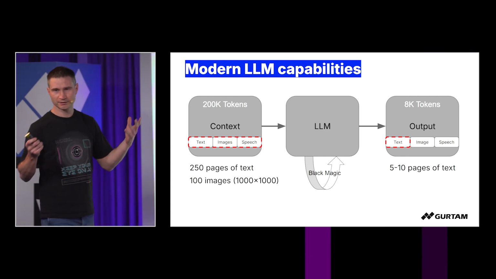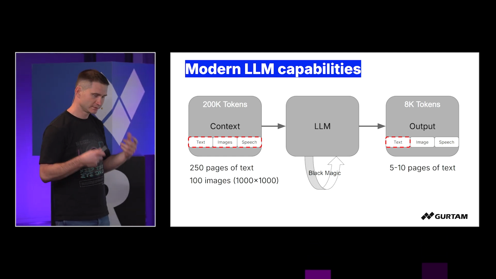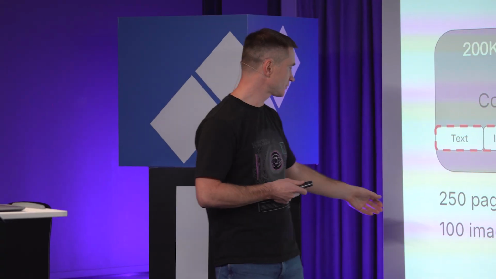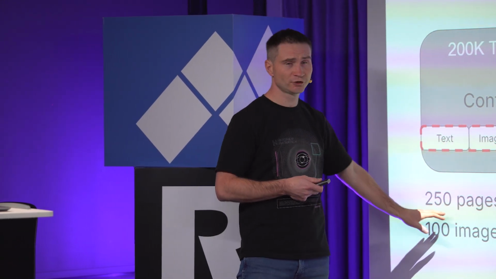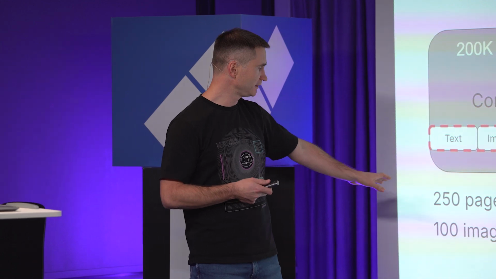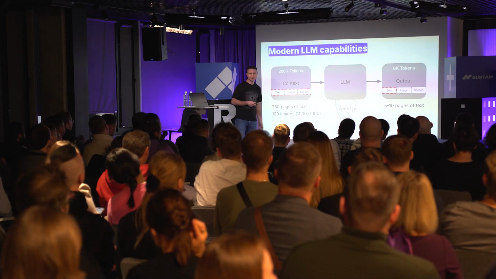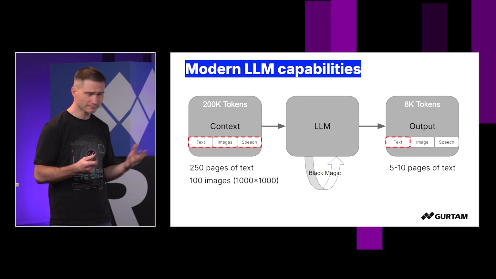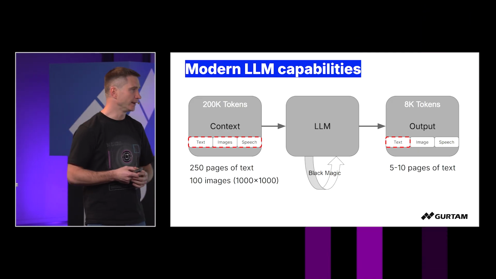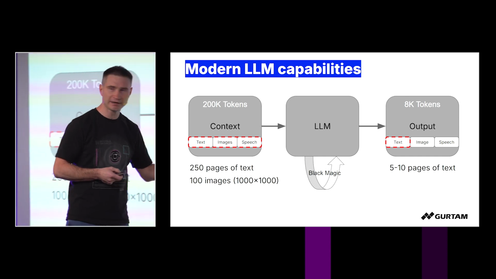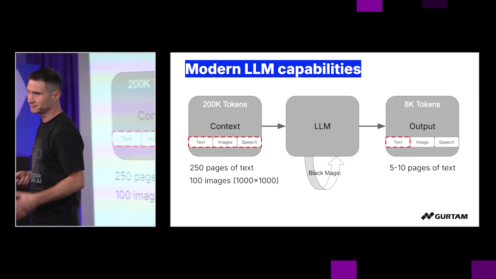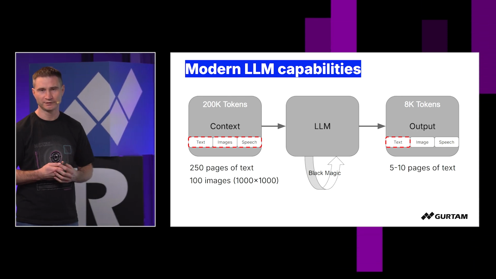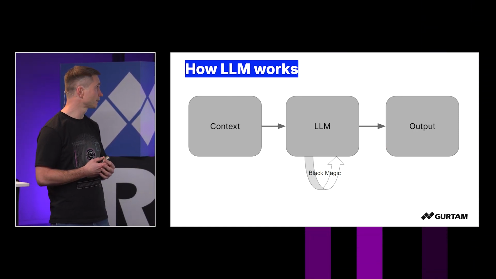Just to clarify what a token is, instead of numbers: 200,000 tokens is around 250 pages of text, or around 100 images of 1 megapixel size. This is what we can send. And what we can receive is around 5 to 10 pages of text. This is the maximum. These are our limitations when we work with these models.